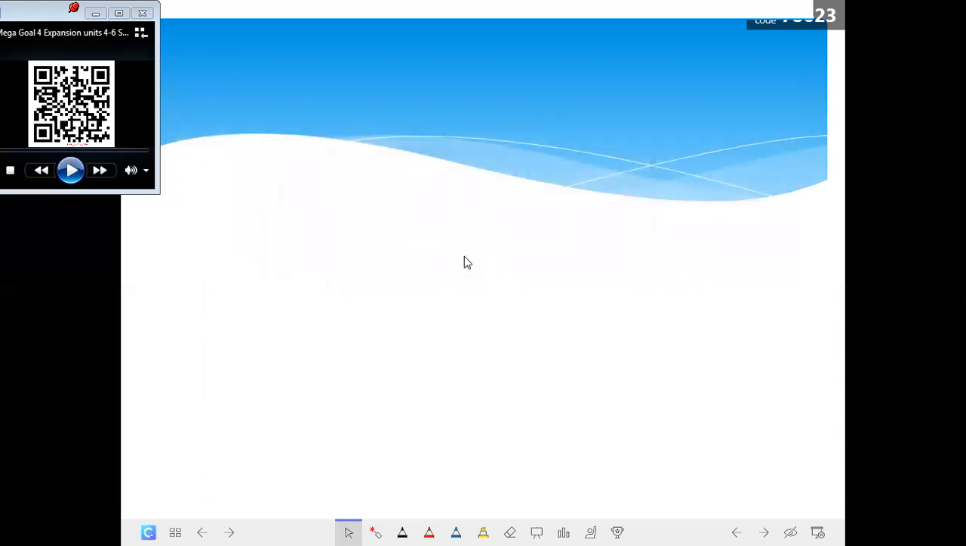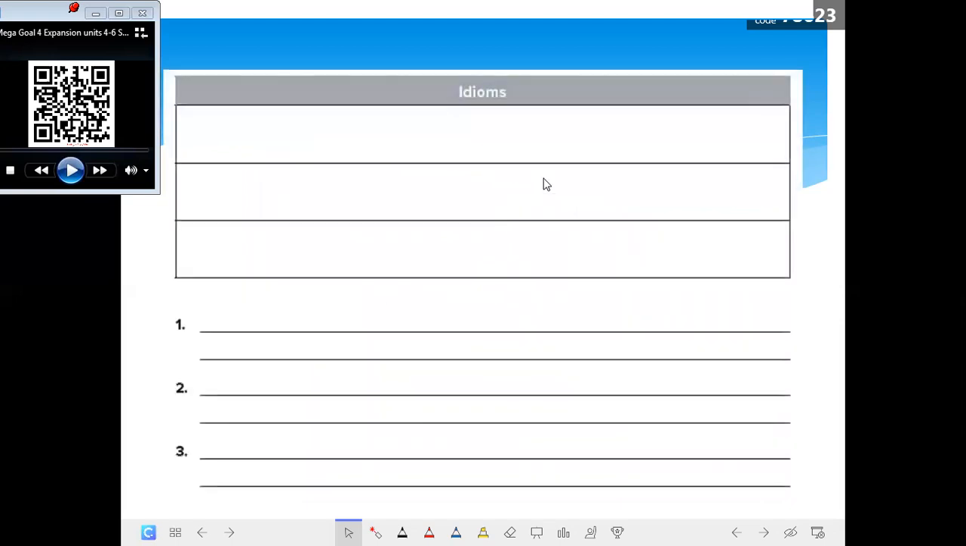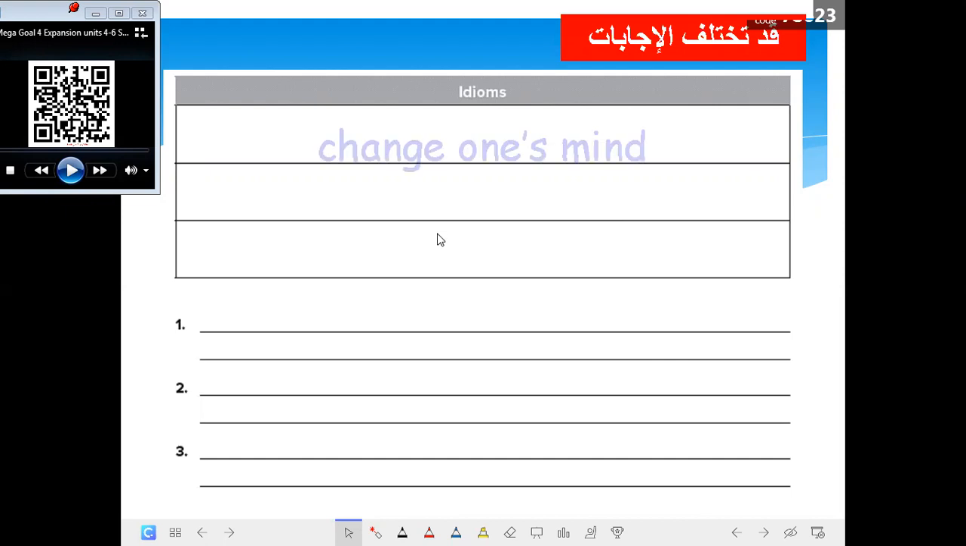Okay, now I will show you the chart. You have to write the idioms here on this chart, and here you can write the sentences to describe this picture. But the answers may be different. You can write the same, and if you can write your own answers. Okay.